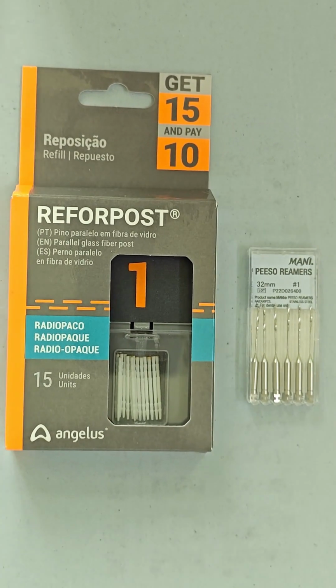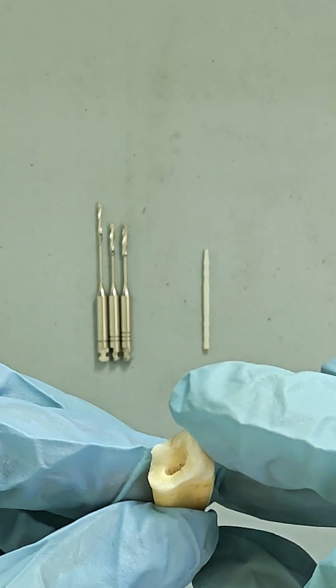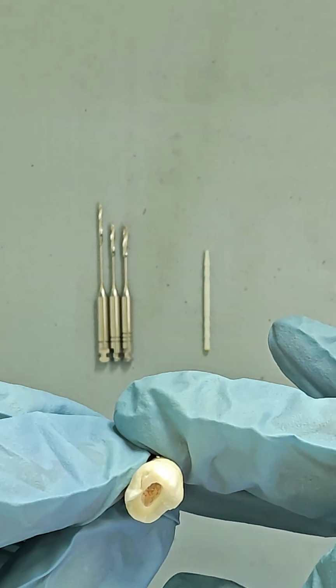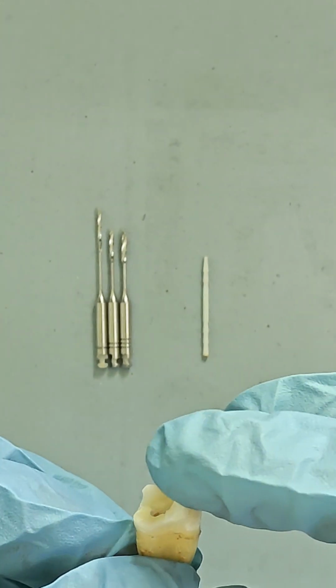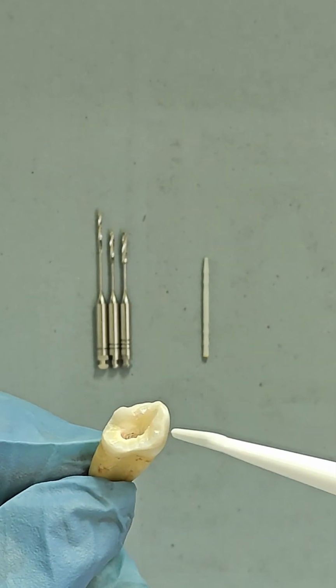Next step is the removal of GP and post space preparation. This is the tooth which we are going to use for post space preparation and post cementation and core buildup. Here you can see that the remaining half of the tooth structure is gone.